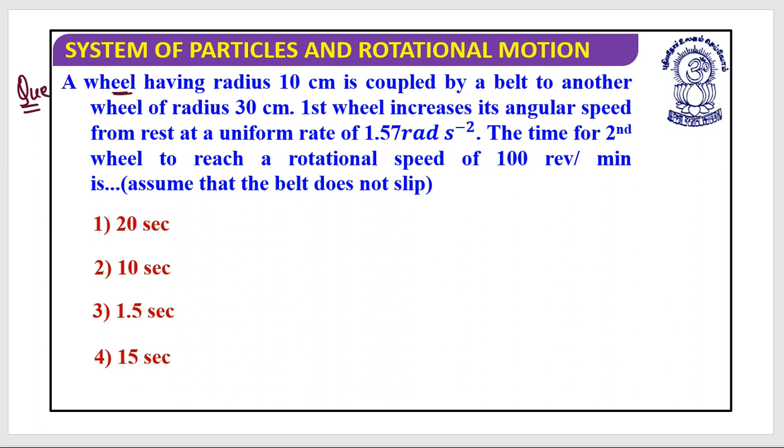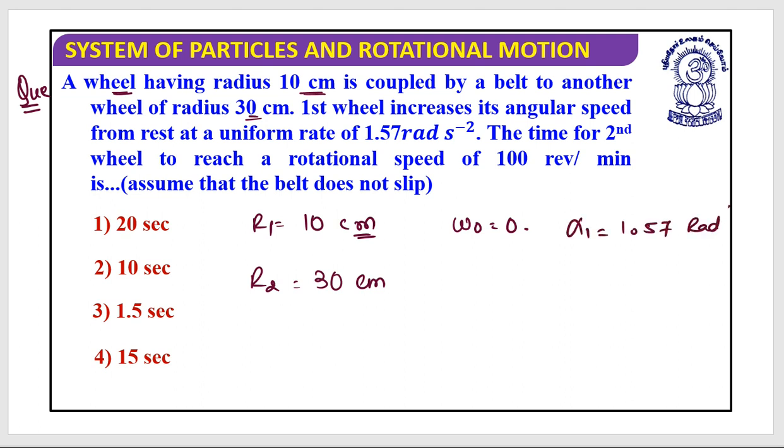It says a wheel having a radius of 10 centimeter is coupled by a belt to another wheel. Okay, so two wheels are there. First is having a radius of 10, another one is having a radius of 30. The first wheel increases its angular speed from rest, omega naught equals 0, at a uniform rate, alpha 1, which is 1.57 radian per second square.